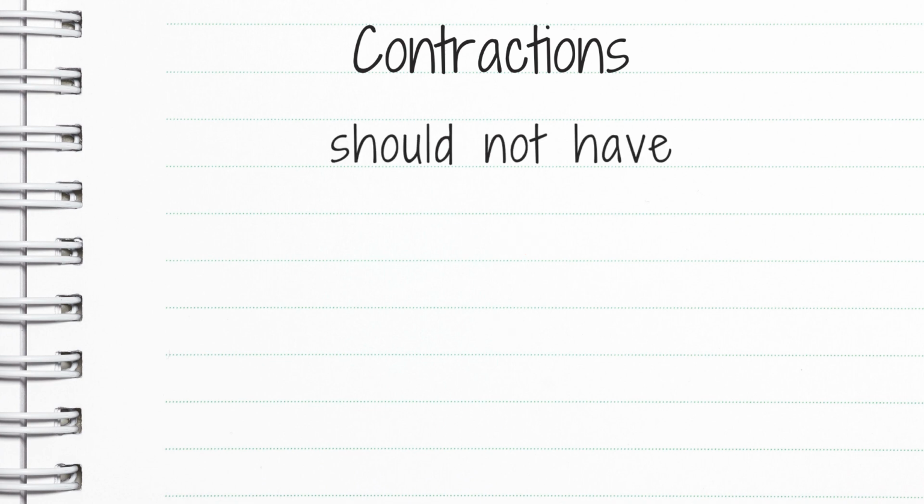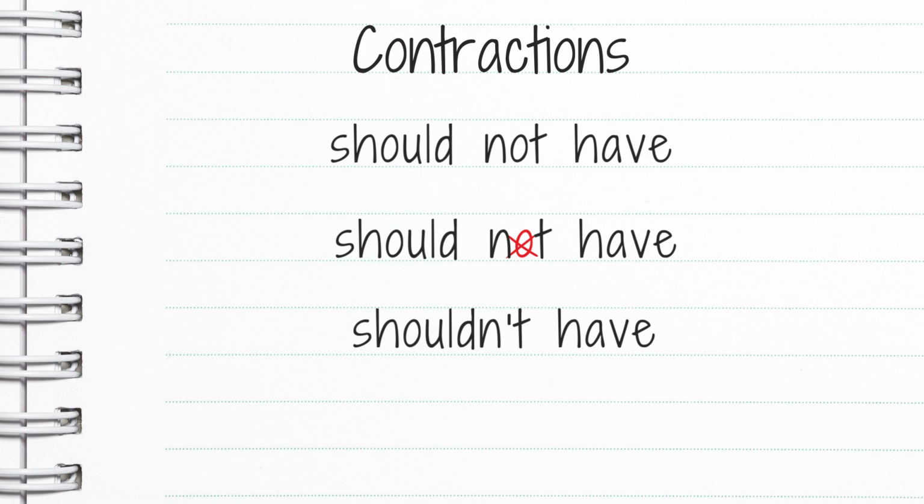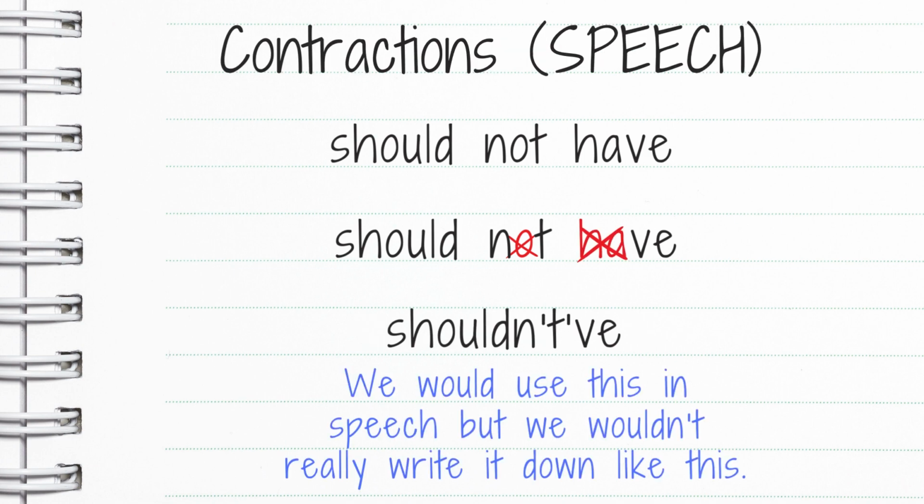Now, this is one of those contractions where we use more than two words. So, should not have. Let's look at the first word that we're going to shorten, which would be not. We'd get rid of the letter O from that, which leaves us with shouldn't have. Okay. And then if we remove the letters H and A, that leaves us with shouldn't've. I shouldn't have done that. Okay. I should not have done that. I shouldn't have done that.